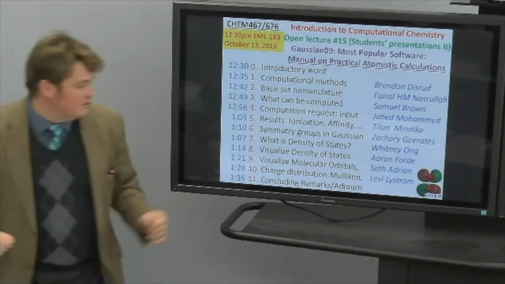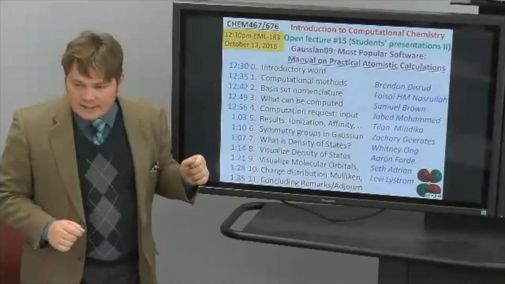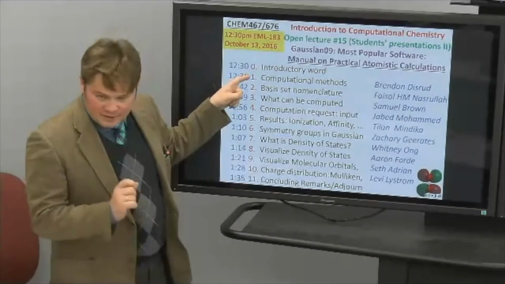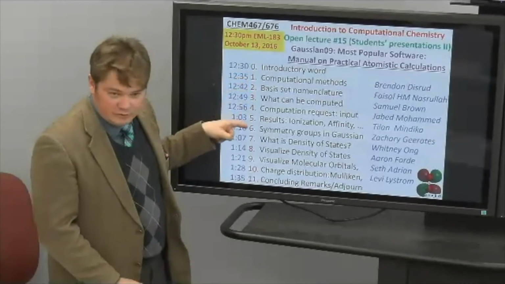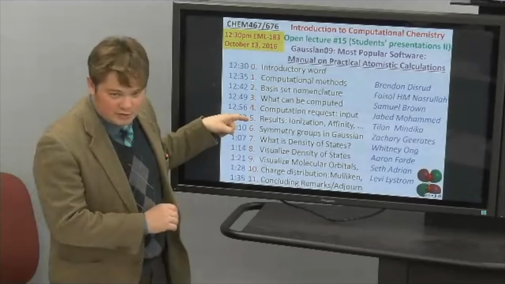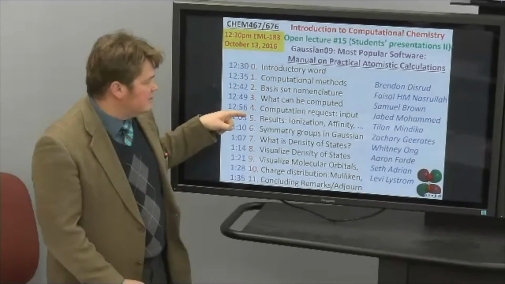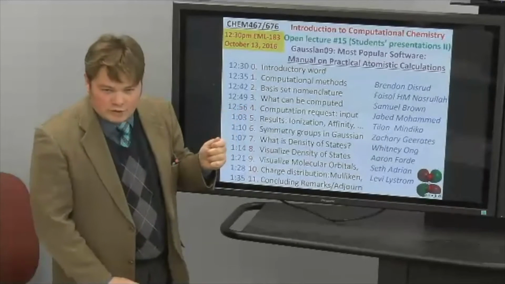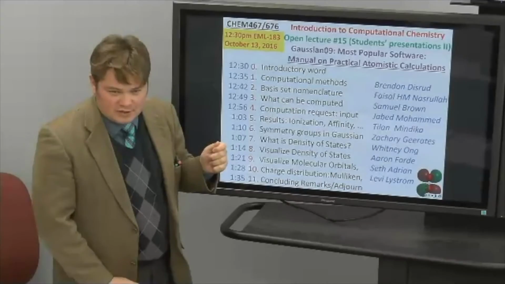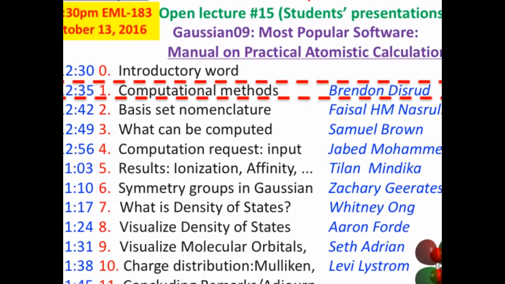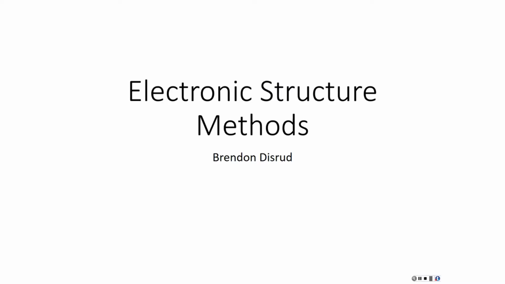So once again, here is the list. The files with slides are enumerated 1, 2, 3, 4 in the order they should be presented. And just in case, the files are named according to the first name of the presenter. Presenter number 1, Brendon Disrud, who will increase our knowledge in the aspect of what computational methods are and how they are implemented in Gaussian software.